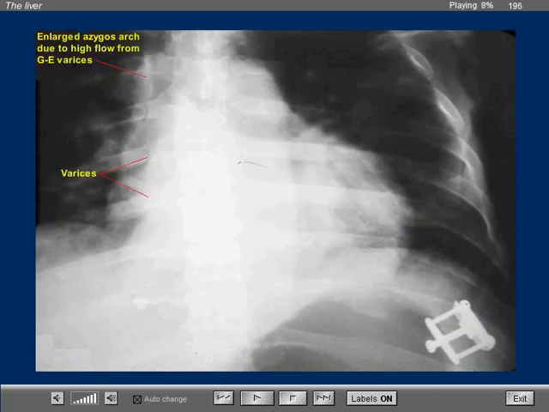Another observation in the chest is an enlarged azygos arch and the presence of paravertebral densities, as seen in this patient. This individual had large periesophageal varices and increased azygos blood flow explain the prominent azygos arch.